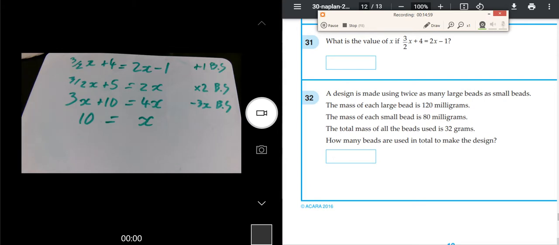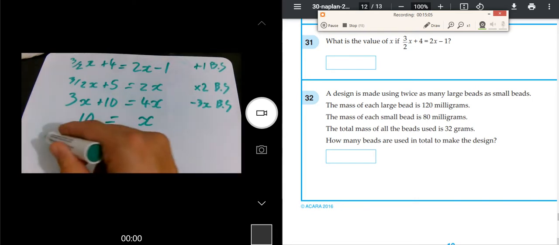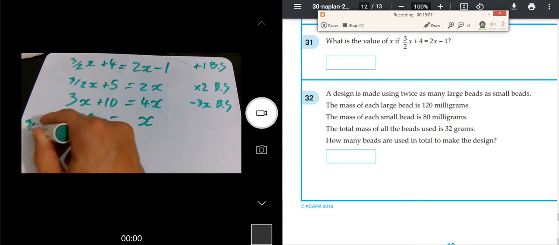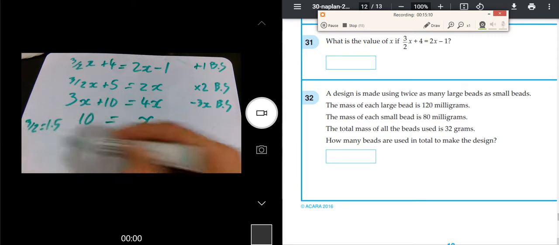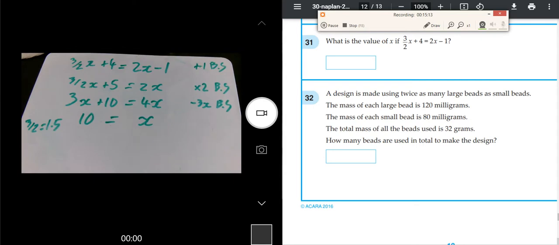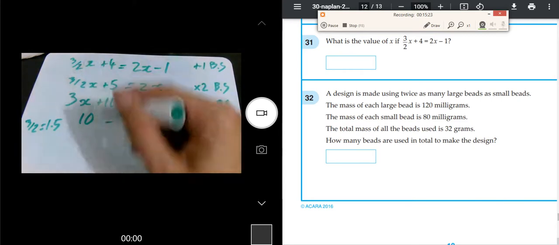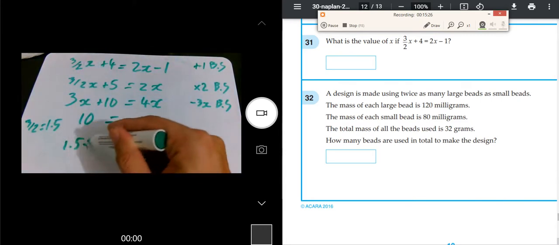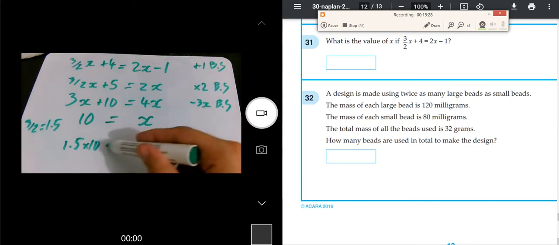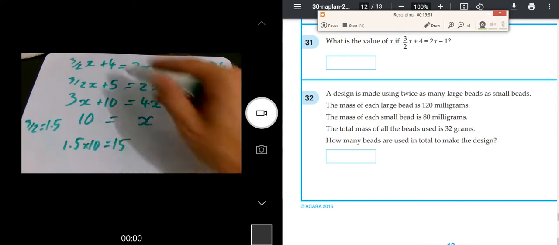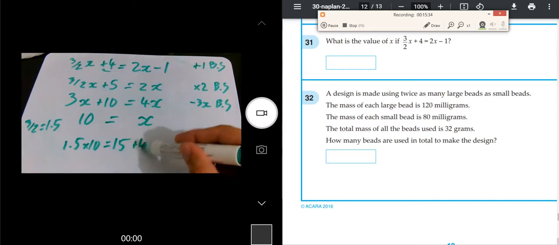And then we can put that into the original equation to see if that is the reality. Now, we established that 3 halves equals 1.5. We figured that out at the start. It's 3 halves, 1 whole and 0.5, which is a half. Okay? 3 halves equals 1.5. So in this original equation, if I did 1.5 times 10, that equals 15, plus our 4 equals 19. So that's our left hand side.